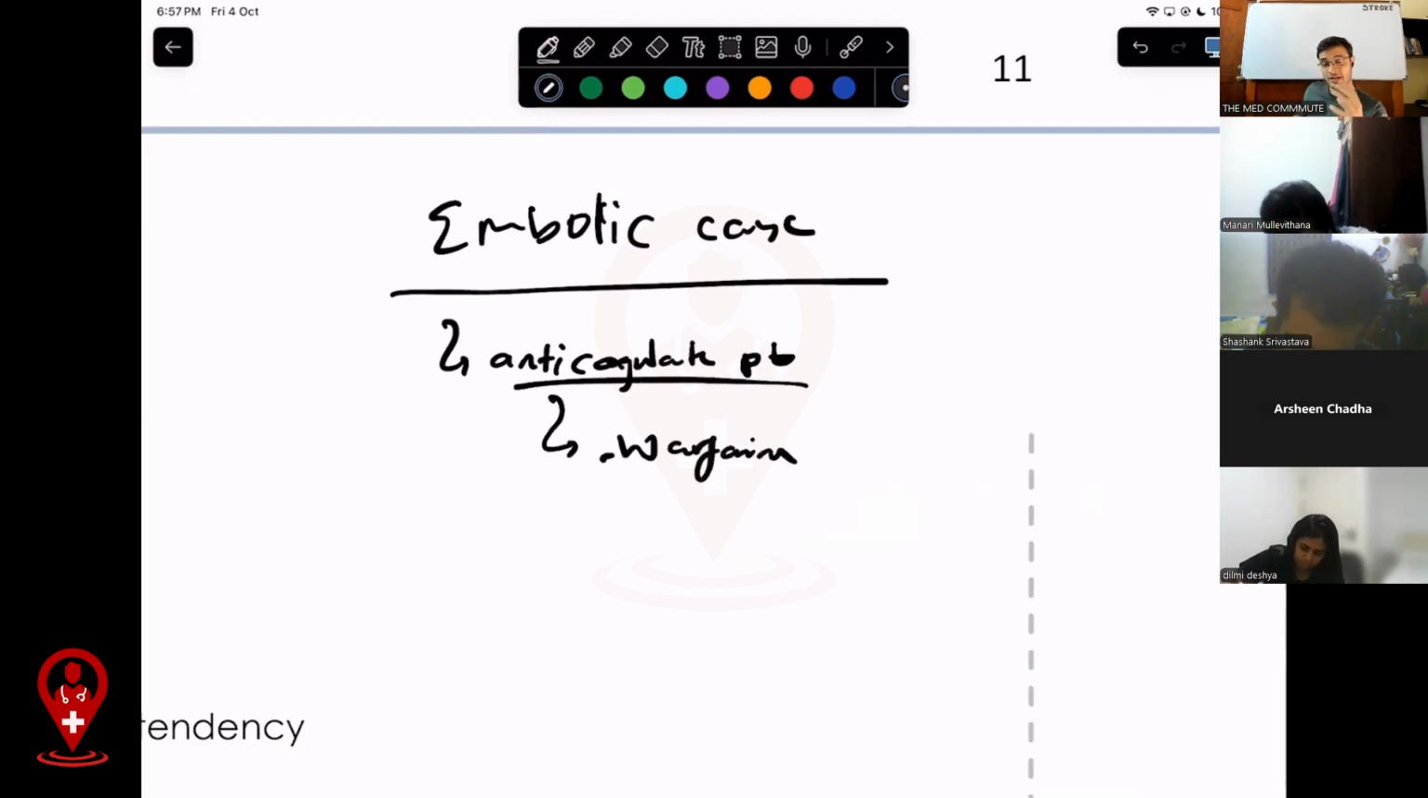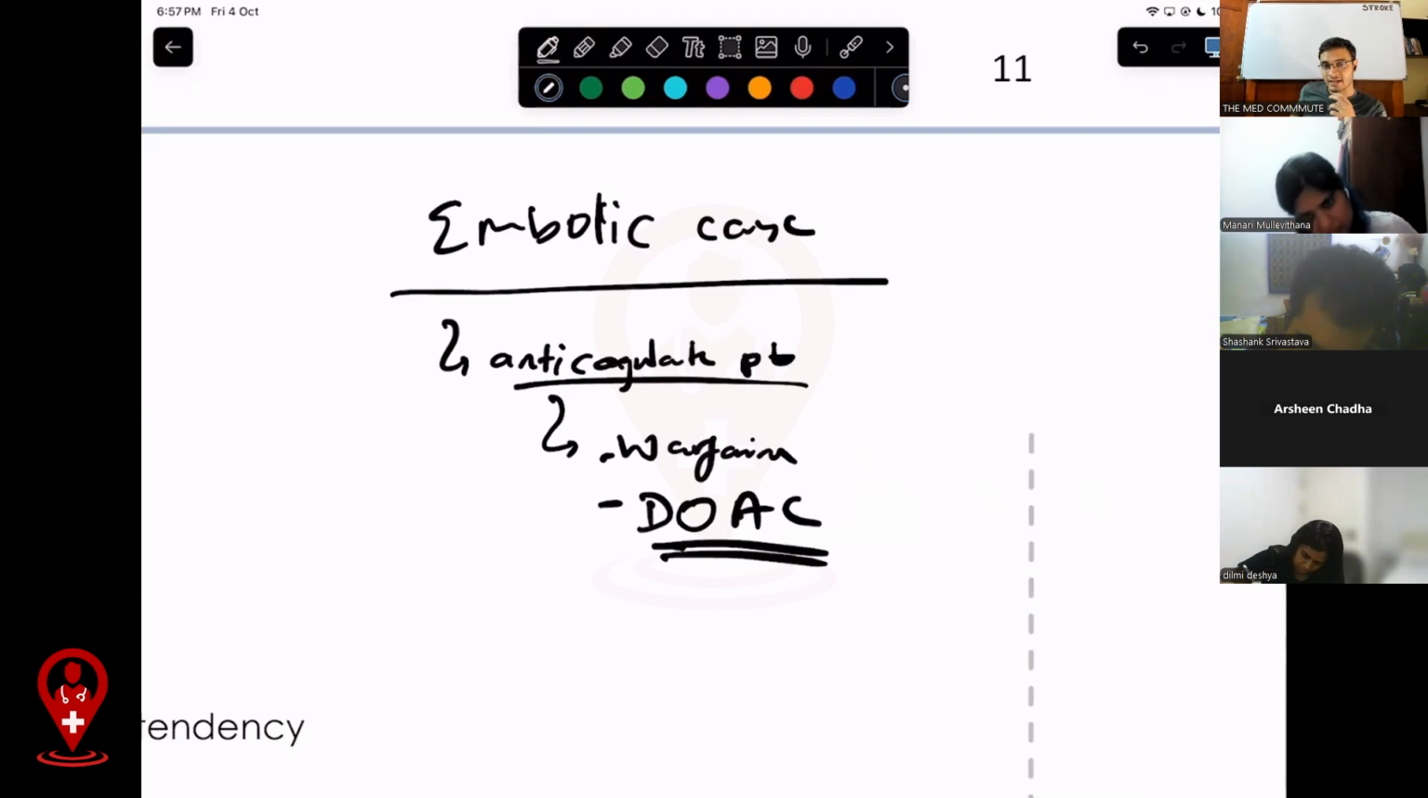We might have to put, especially if the patient has been having mitral stenosis, we have to put them on warfarin to prevent future attacks, right? Warfarin. And then now, I don't know if you all have heard, guys, there is this DOAC, right? Direct acting oral anticoagulants, right?